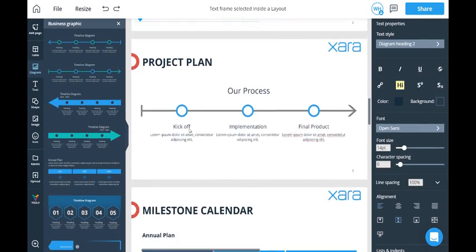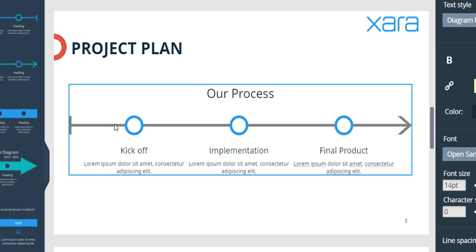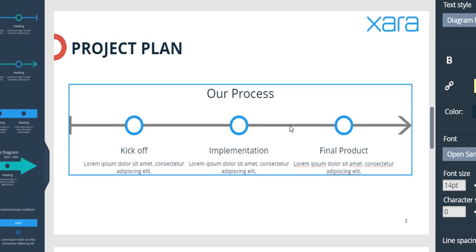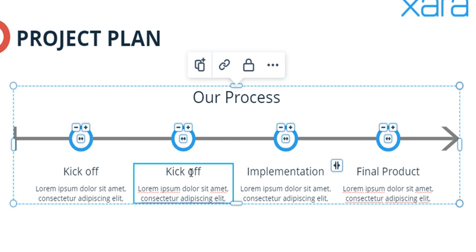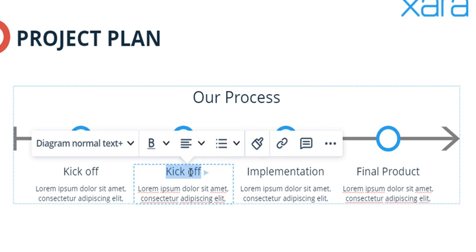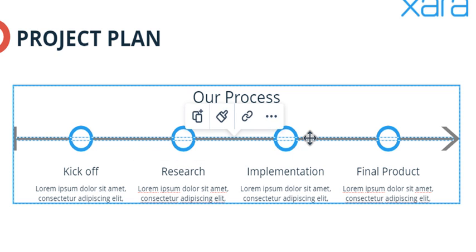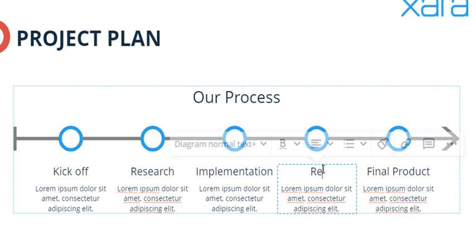So let's take another popular one, which would be a project plan or, for example, a timeline. And you'll see here that we have a kickoff, implementation and final product, but the client actually wants a couple other steps. So we'll go ahead and click here and hit a plus. And in between kickoff and implementation, we want to have a research phase. So I quickly added it and typed it in. And then in between implementation and final product, we would like to have a review session. And what you'll notice again is that the timeline will automatically adjust for your needs.